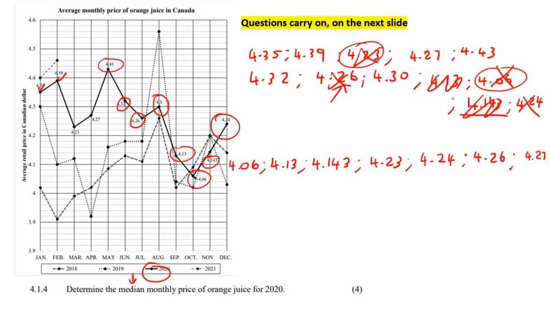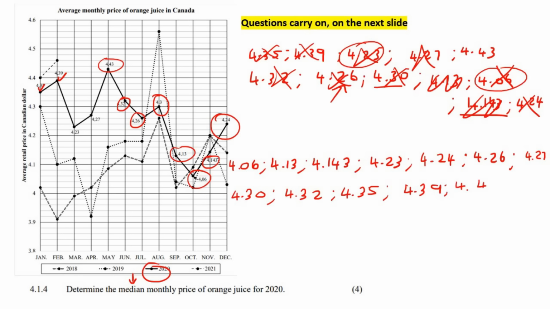Okay. Next, 4.30. 4.30. Let's put it over here. Okay, 4.32. 4.35. 4.39. 4.43. Now, to be safe, let's just see how many we have. 1, 2, 3, 4, 5, 6, 7, 8, 9, 10, 11, 12. Excellent. Okay, now we're going to go find the middle number.